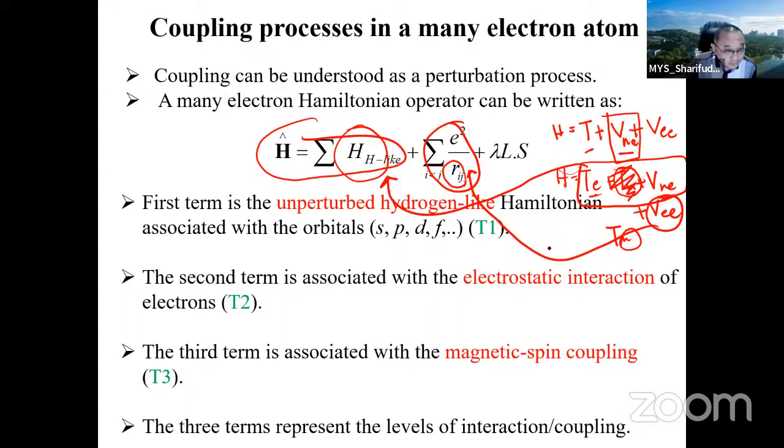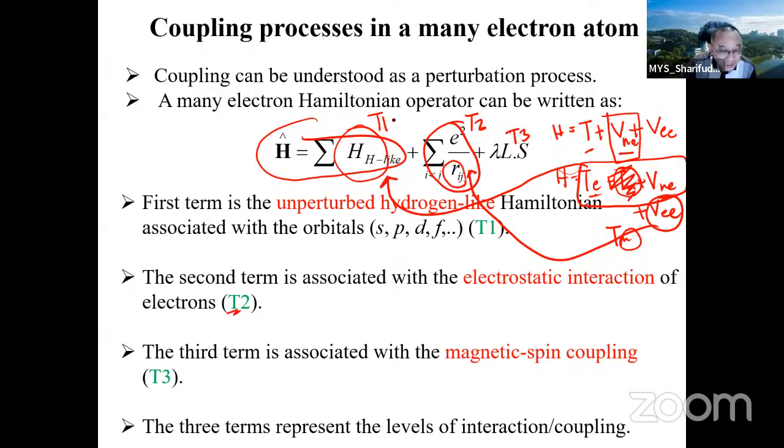So the first part, you have T1, which is the unperturbed hydrogen-like Hamiltonian. If you were able to solve it, the T1 is the first part. The second part is associated with the electrostatic interaction of the electrons. So this is T1, this is T2, and then you have your spin orbit coupling, which is here. So that is T3.